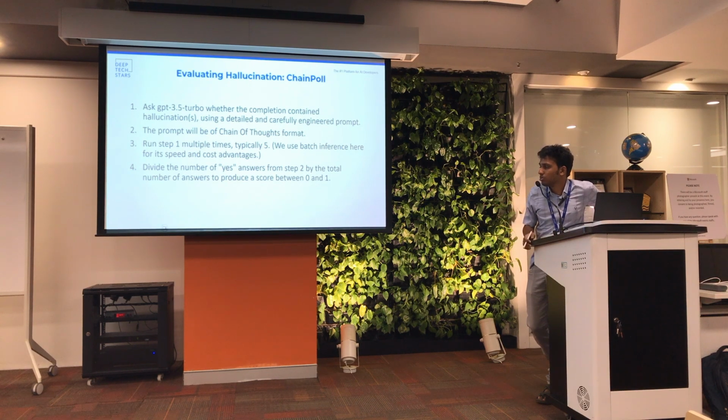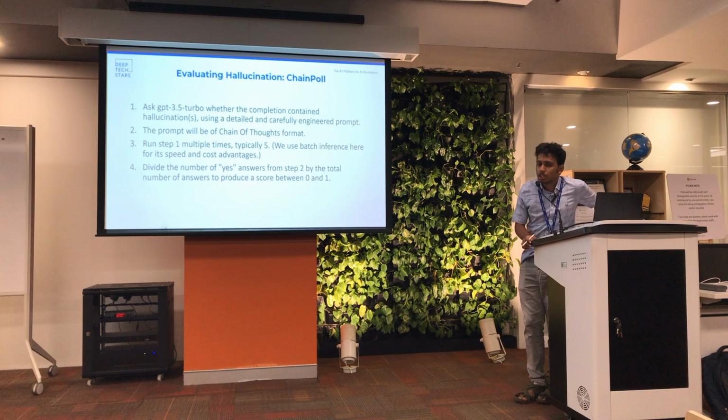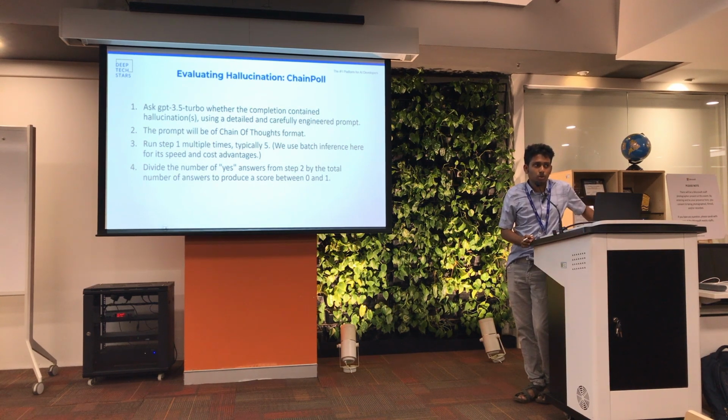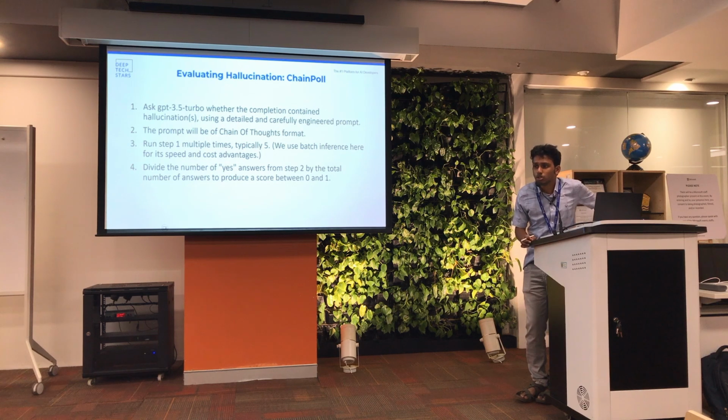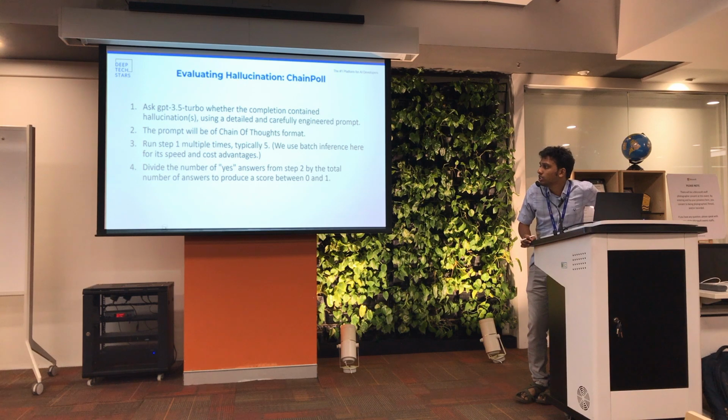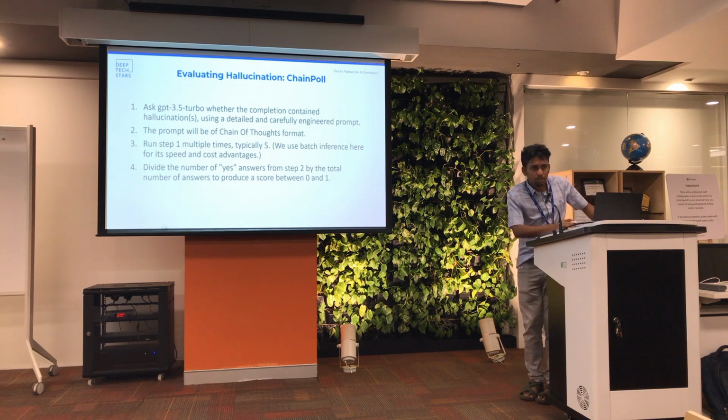We run them multiple times because maybe every time the LLM generates a different output. This is due to the system fingerprint changing, and also the random number changes, everything changes. So a lot of the times the output also might change. Now we just divide the number of yes from step 2 by the total number of answers to produce a score between 0 and 1. The yes is for whether it hallucinated or not. So it's a fairly simple test.